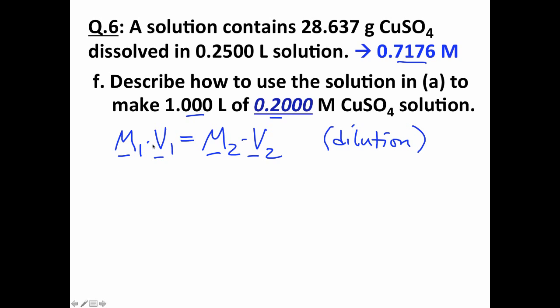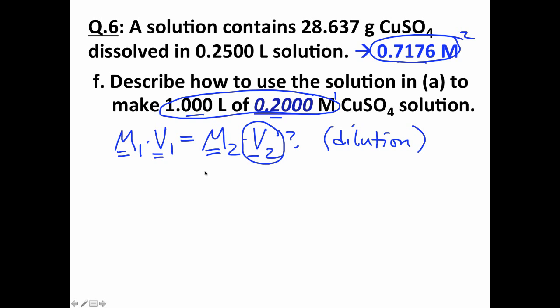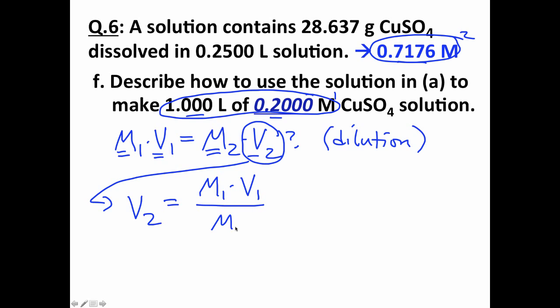So if we call this solution 1 and this solution 2, then we know the molarity and the volume of solution 1. We know the molarity of solution 2. We don't know the volume of solution 2. And so doing the math, the volume of solution 2 is the molarity times the volume of solution 1 over the molarity of solution 2.